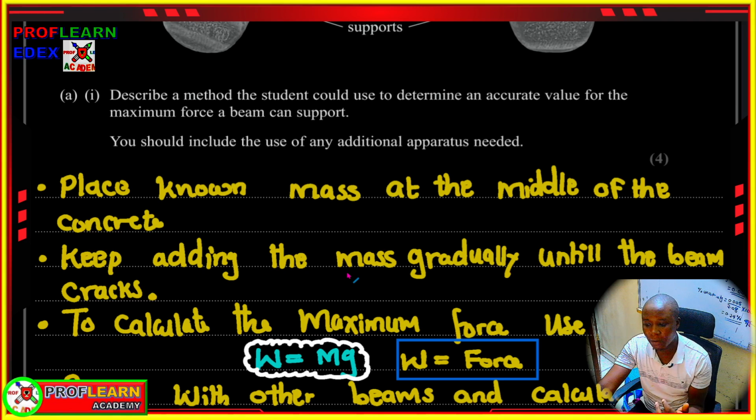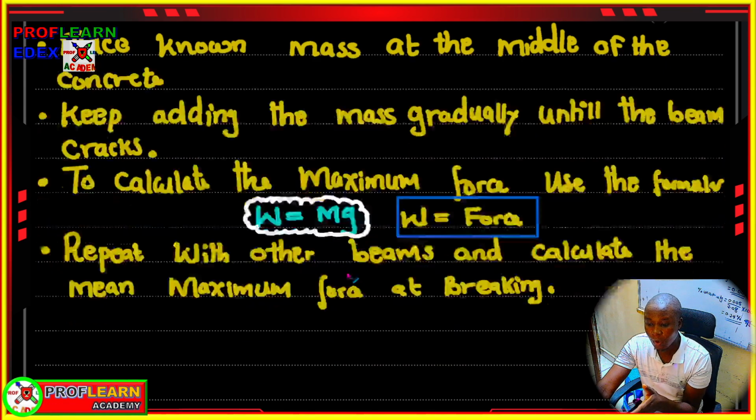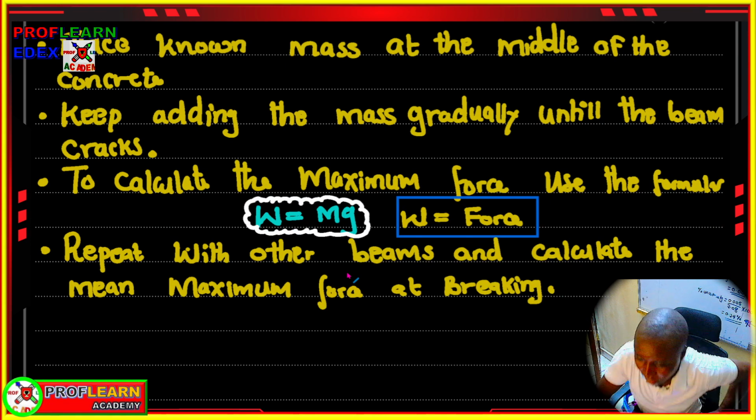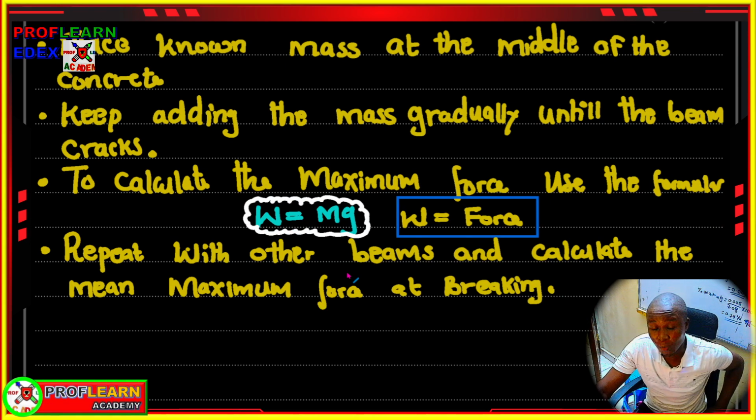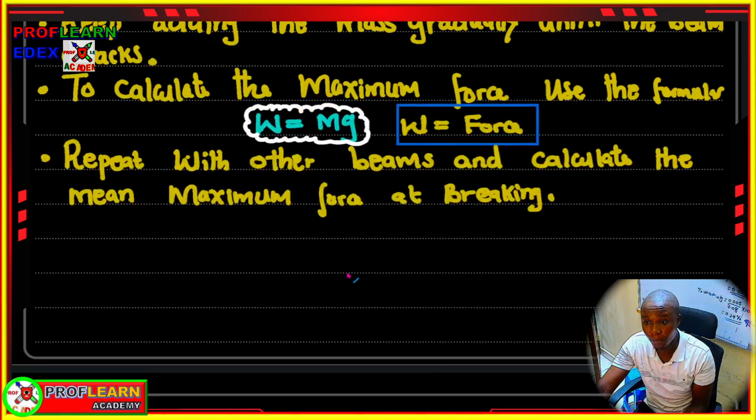Then calculate the maximum force. To calculate the maximum force, we are going to work out the weight using the formula weight equals mass times gravity. But remember, weight is the force that is going to be cracking this block. Then we can repeat with other beams in order to work out the mean, so that we can know the average force that is required for this to break.